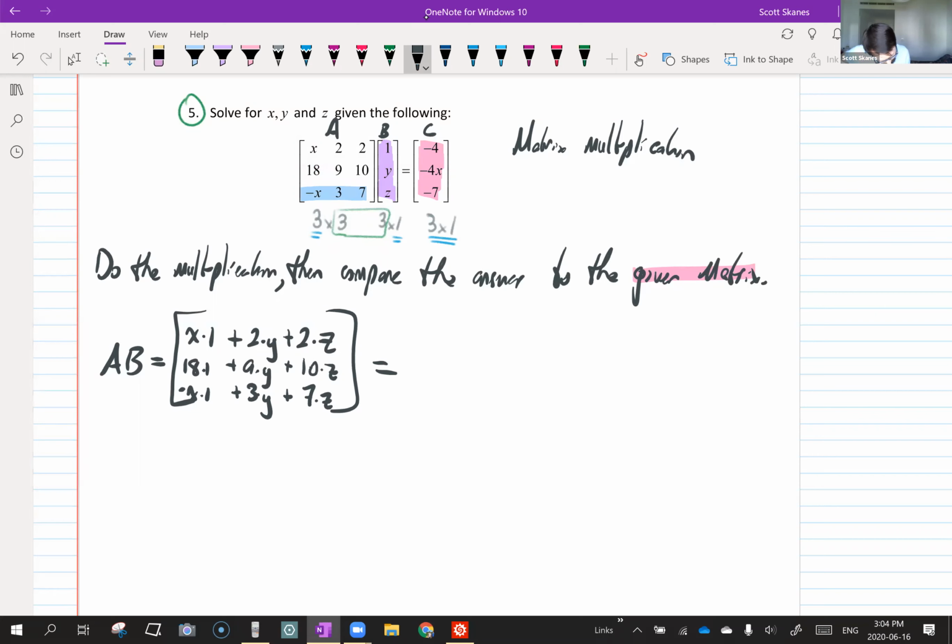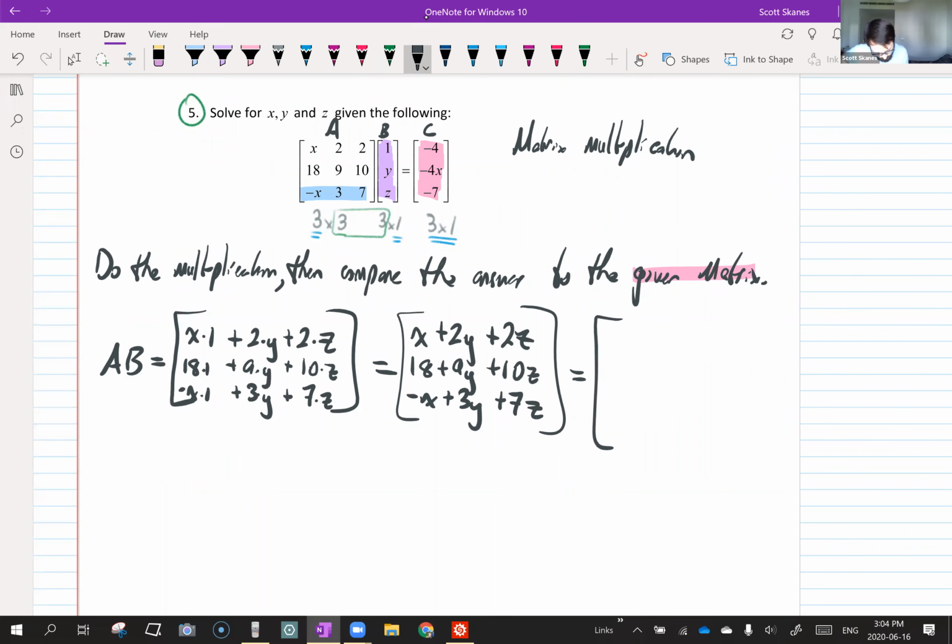I have x plus 2y plus 2z. I have 18 plus 9y plus 10z. And I have negative x plus 3y plus 7z. And what that gives me is negative 4, negative 4x, and negative 7.